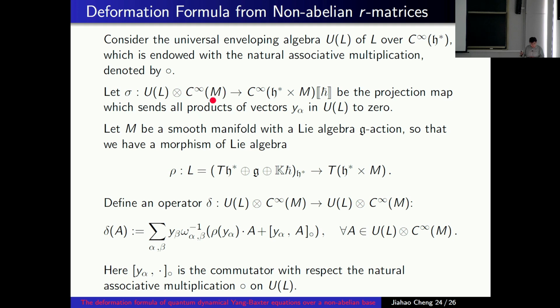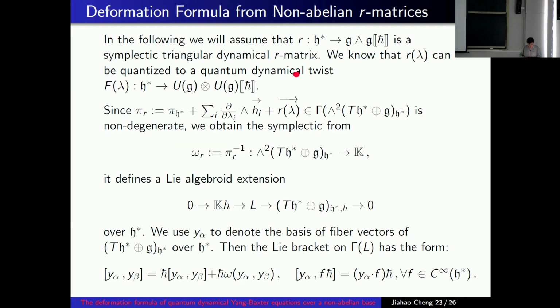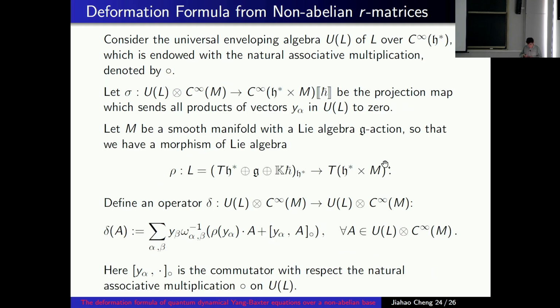And then we define a theta map. Here the map theta just sends all products of vectors y_α in UL to 0. What is y_α? Y_α is a vector that belongs to here, so we just send all these vectors to 0. Then you can imagine what remains: some functions, but also some formal power series in ħ. So this is what people call the symbol map.